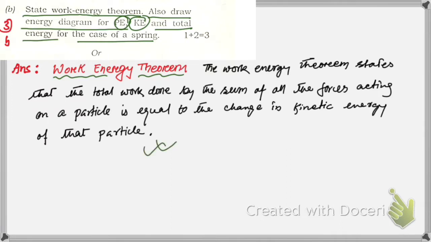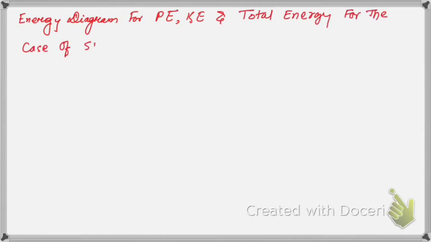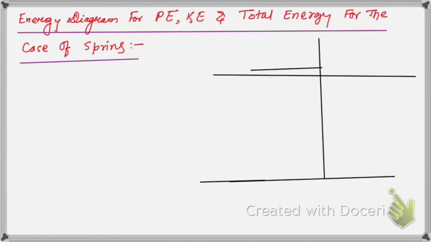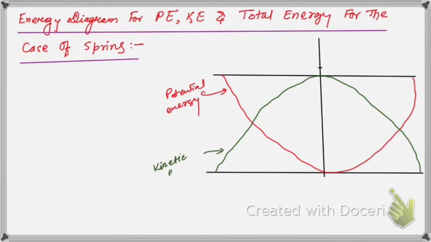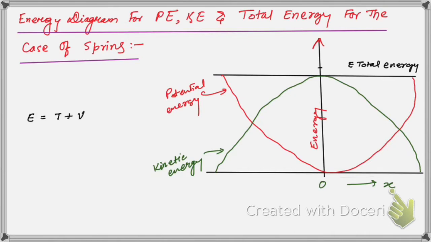Now let's go to the energy diagram for the potential, kinetic and total energy for the case of a spring. Let's move on to the next slide. The diagram should be like this, right? This red one represents potential energy and the green one represents kinetic energy, and total energy is nothing but the sum of potential and kinetic energy. Here this is x, and E represents total energy. So this is the energy axis. Here you see total energy is given by the sum of kinetic energy and potential energy.